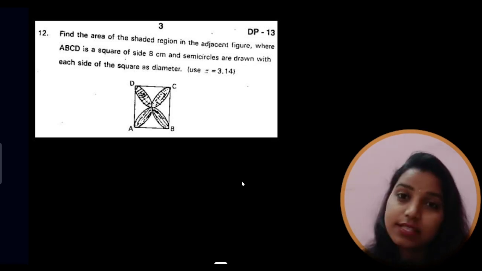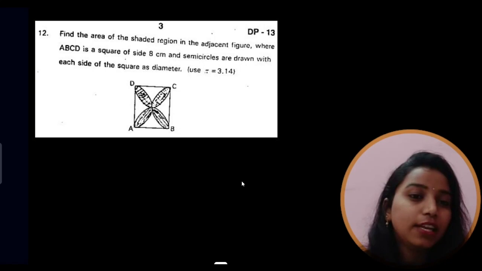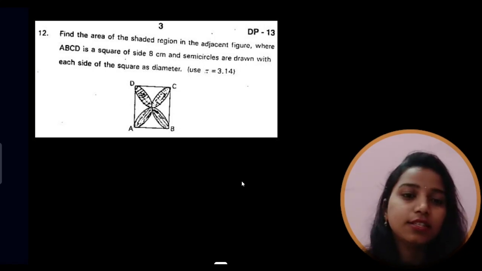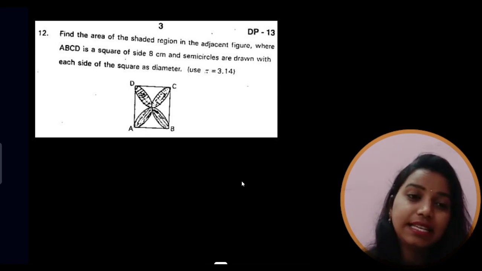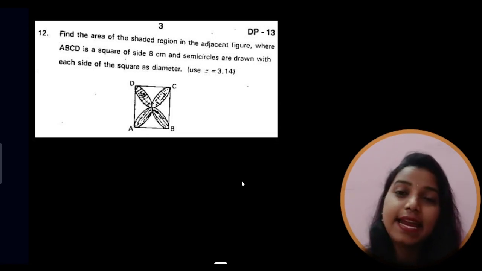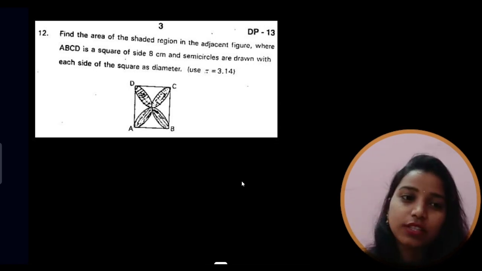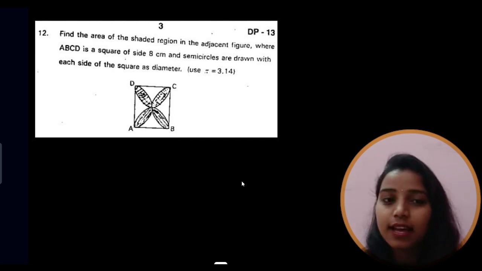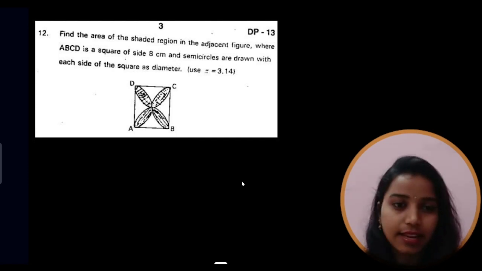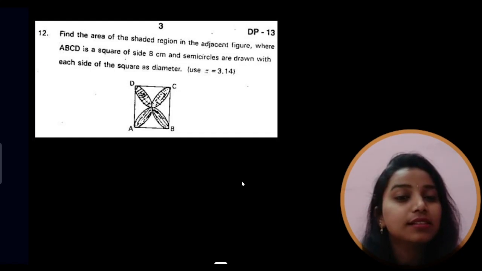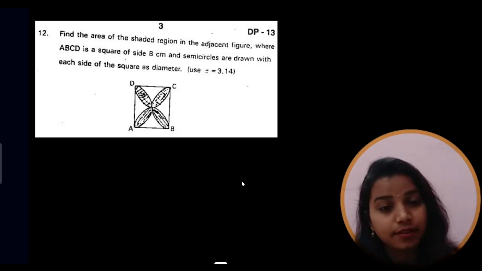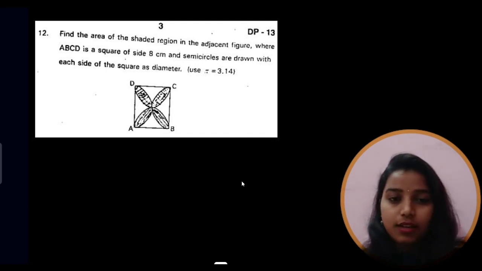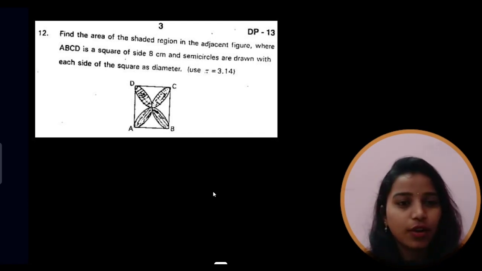Okay, first, let's read the question. Find the area of the shaded region in the adjacent figure, where ABCD is a square of side 8 centimeter. Got it? So the square has sides of 8 centimeters in length, and semicircles are drawn with each side of the square as a diameter. Okay, now how can we find it?